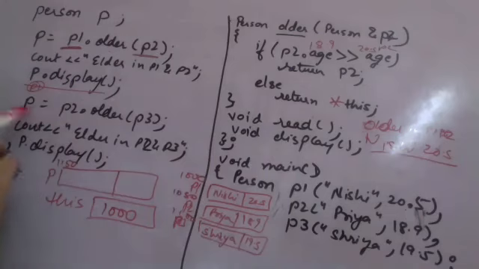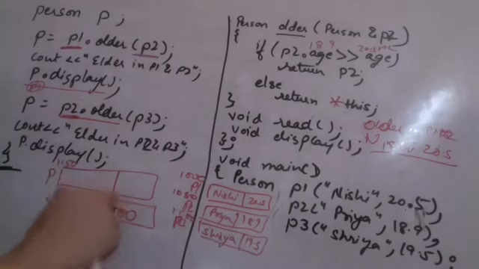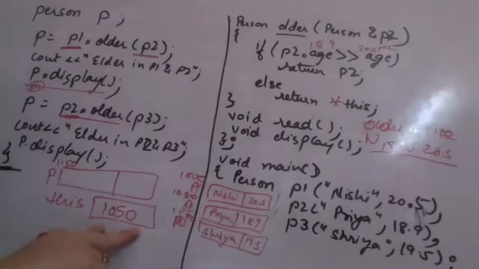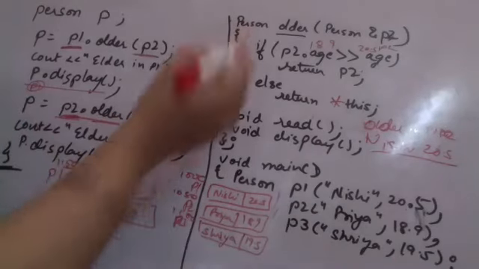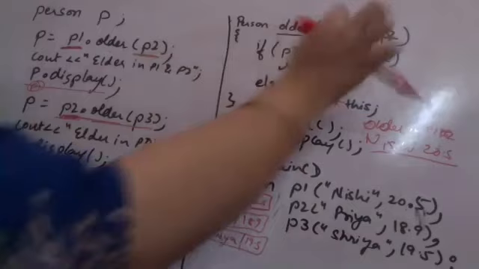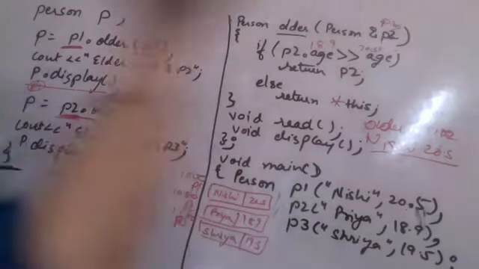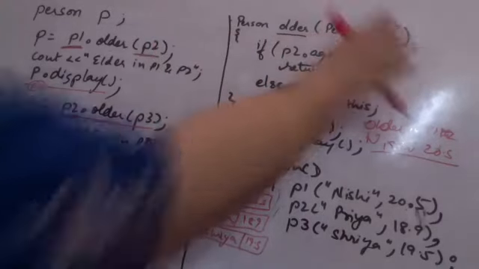Now I am saying P is equal to P2 dot older. P2 is the calling object. This pointer is now going to point to P2. So P2's address is 1050. So now this pointer is having the value 1050. P2 dot older P3 I am calling. So P2 is the calling object. P3 will be copied in the parameter. So now P2 dot age is technically referring here to P3 dot age.